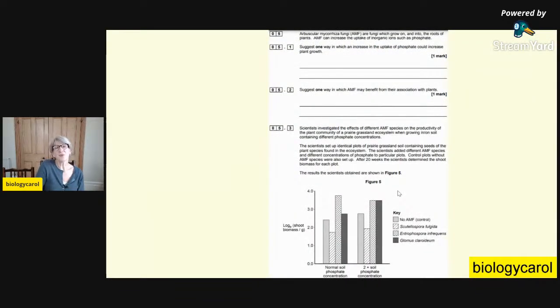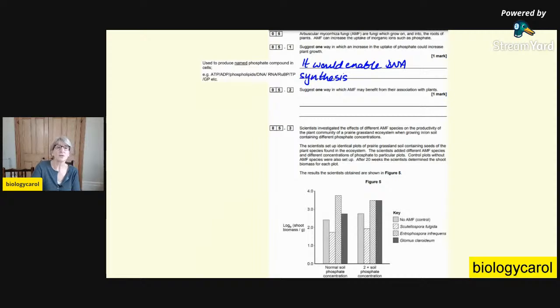Arbuscular mycorrhizal fungi, AMF, are fungi which can grow on or into the roots of plants. They increase the uptake of inorganic ions such as phosphate. This is a mutualistic relationship. I scratch your back, you scratch mine. Suggest one way in which an increase in the uptake of phosphate could increase plant growth. They are wanting you to say exactly what molecule could be made with phosphate. And for me, the obvious one is DNA. So, produce a named phosphate compound. So I got the mark.